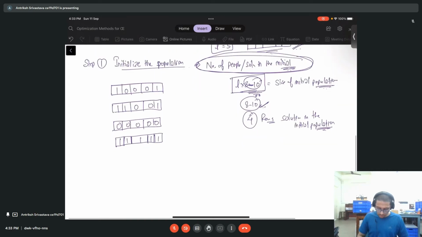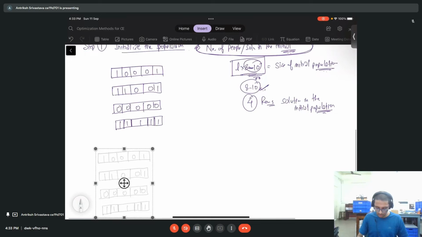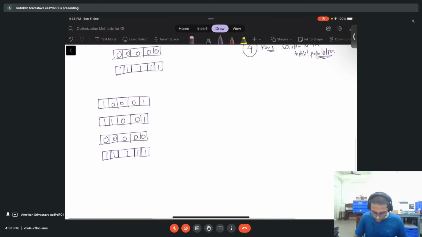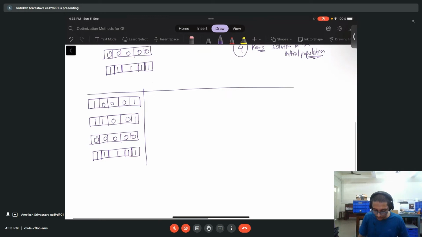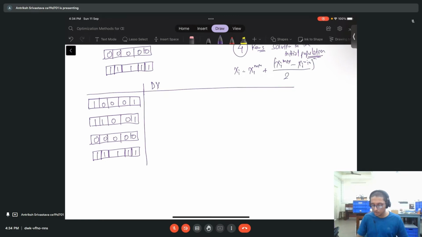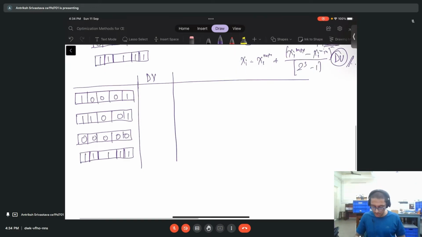Okay, let me write here. What will be the formula that we'll be using? We'll be using xi is equal to xi min plus (xi max minus xi min) upon (2 power 5 minus 1), into the decoded value. Do you have any doubt? No, sir. Okay, so let us write the decoded value. Since it is a binary string, the decoded value will be the decimal form of this particular binary string.